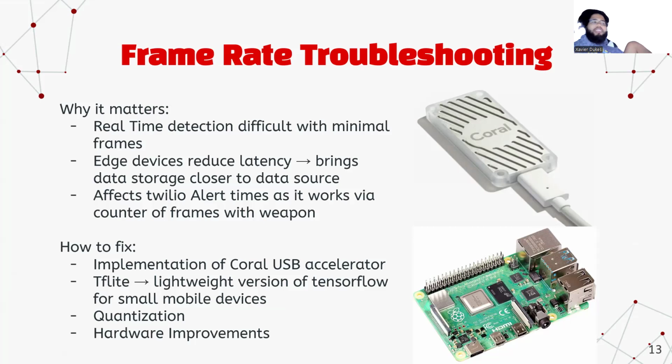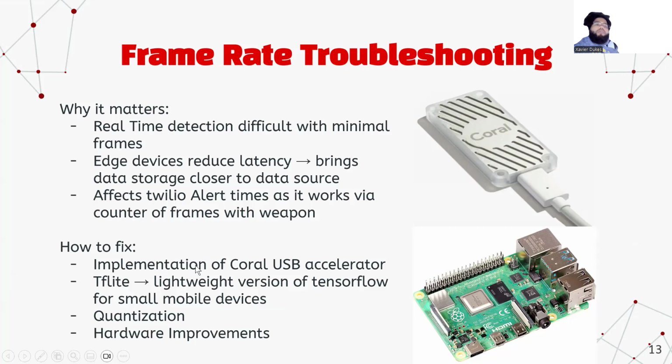And then of course, let's say you're in an area that doesn't have reliable connectivity to where I can offload that computation and send it via a network somewhere else for analysis. Let's say I'm in an area that doesn't have the infrastructure, where we need that edge compute. We need that all done in-house. So that's some of the justification for performing this on edge devices. And ultimately, like I said, it affects the Twilio alert times, as the message is generated off of the number of frames that a weapon is present.